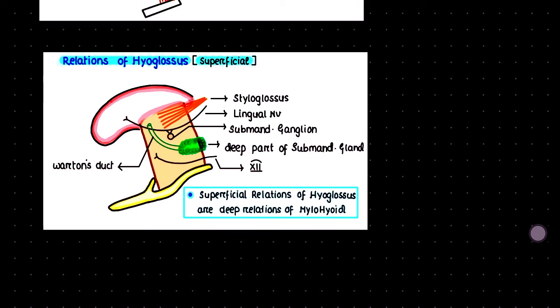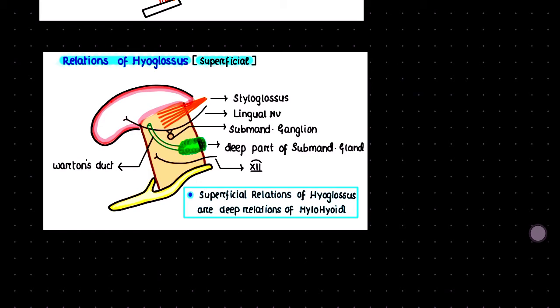For example, you are a surgeon and there is a stone in Wharton's duct and you need to remove it. Then you need to be cautious about the lingual nerve, right? Because it is crossing our Wharton's duct, and while doing surgery in this Wharton's duct, there may be a condition in which this nerve will get damaged. So we need to be cautious about this thing.